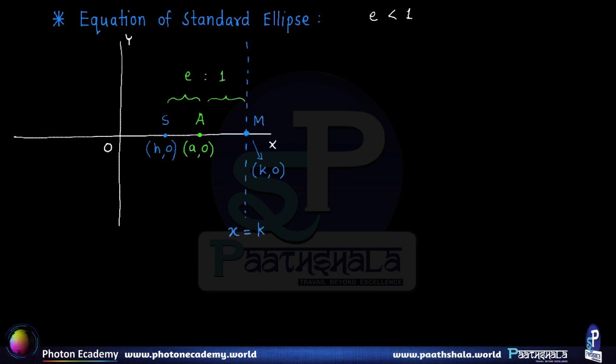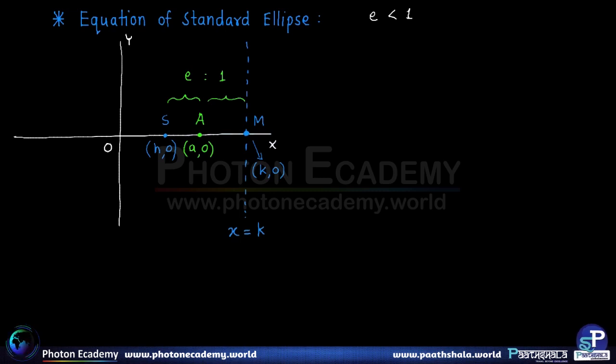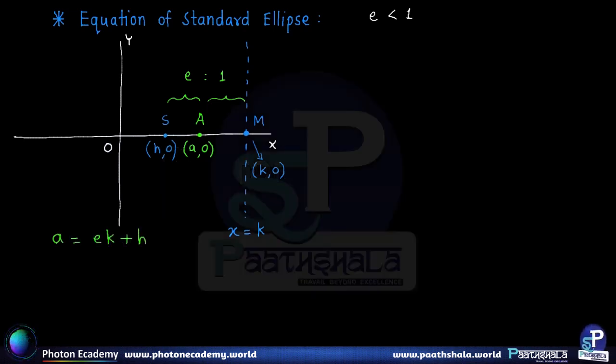Perfect. So from this, we can write the coordinates of point A using the section formula for internal division. Therefore A is given by (E into K plus 1 into H) upon (E plus 1). So that gives us AE plus A is equal to EK plus H. So we get one equation.